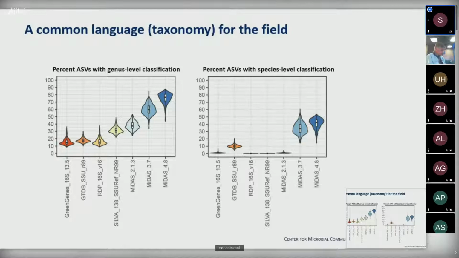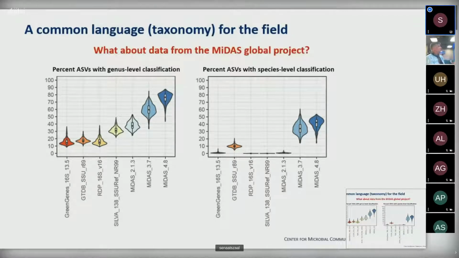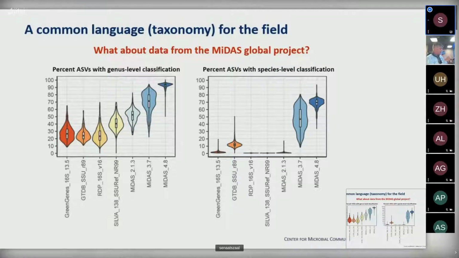A really interesting thing about the MIDAS database is that it also allows us to go to the species level. So you can actually see here with the MIDAS-4 database, we are able to classify more than 40% of all the ASVs at the species level. This is not possible with any of the other reference databases. And again, we can actually see whether our own data is better classified. And this is, of course, the case. So with our data set, we're able to provide genus level classifications to more than 90% of the ASVs that we have, and provide species level classifications to more than 70% of all the ASVs.